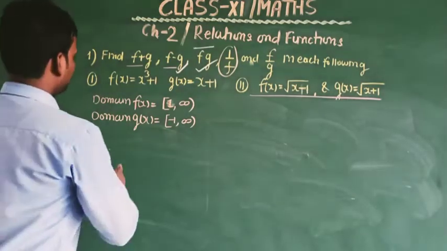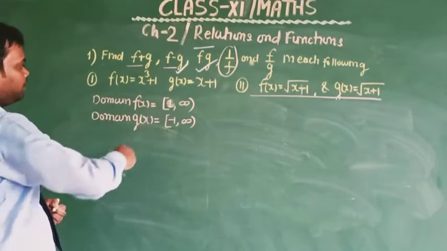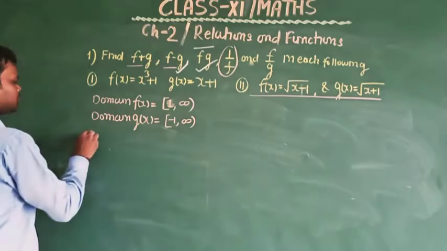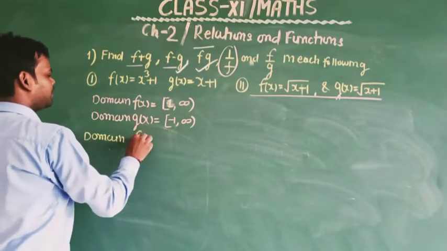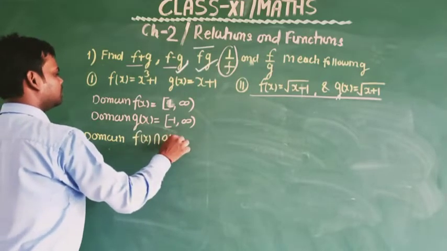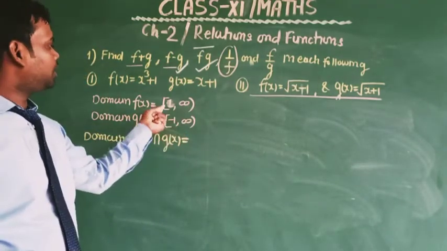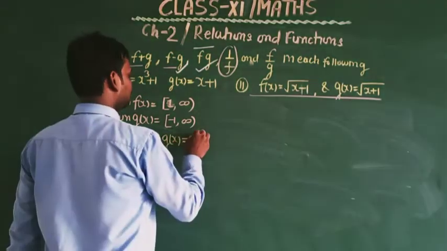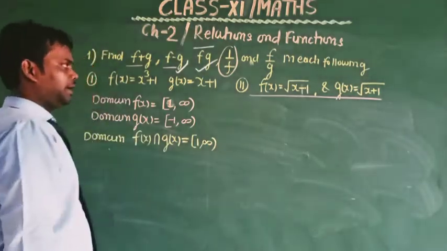Now take out the common domain of both functions fx and gx. The common domain means domain of fx intersection domain of gx. So we have the common domain 1 to infinity in both, so write 1 to infinity.